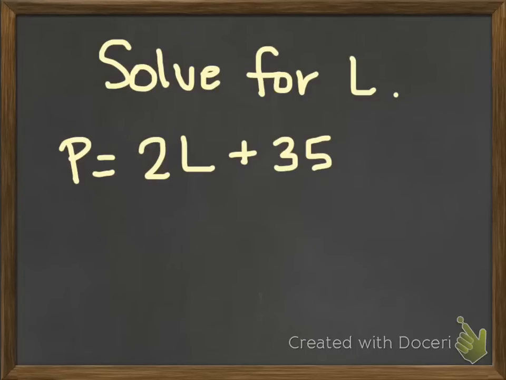In this second example, we want to solve for L. And right now, in front of the L, there's a 2, and also there's this plus 35. So we want L by itself, and there's a 2 attached to the L, there's a plus 35. So what we're going to do first is subtract the 35 from both sides of the equal sign.